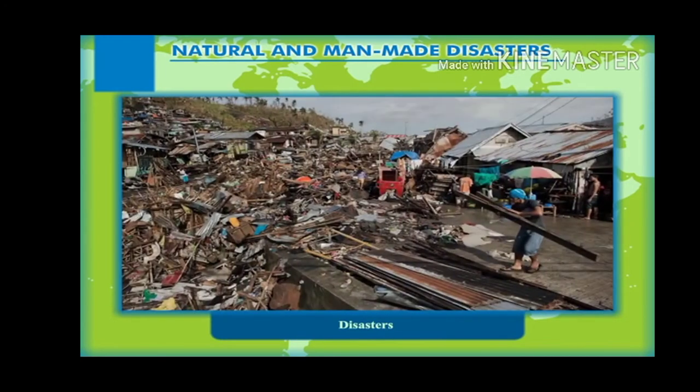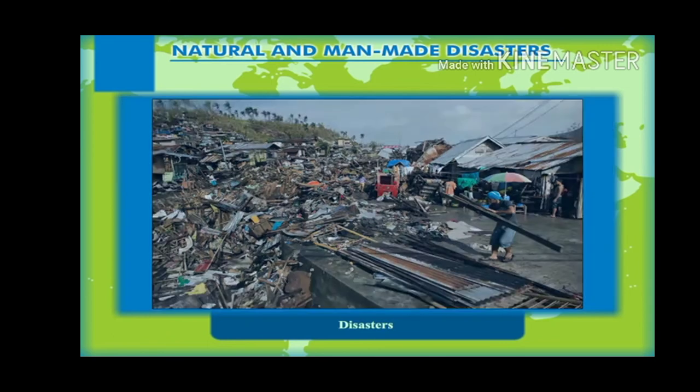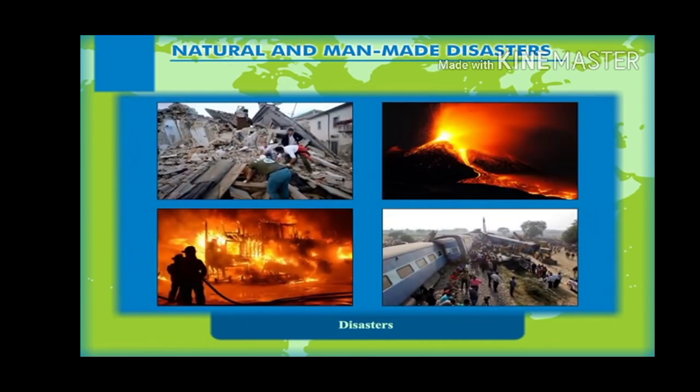Can you see the image before you? Yes, this is a very big disaster, but it can be minimized. We can minimize the effects of the damage caused by disasters. The first step towards this goal is to divide these disasters into two major categories: natural disasters and man-made disasters. Natural disasters occur due to natural phenomena.